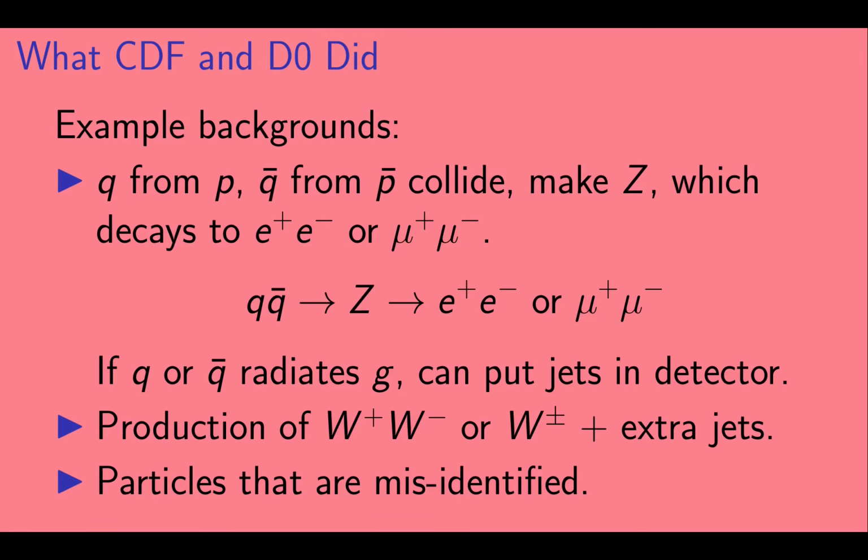Additionally, we could have production of a W pair or a single W plus some extra jets. And also, particles can be misidentified. We might look for a couple of isolated leptons in an event, but just how sure are we that the things we think are leptons actually are? These backgrounds need to be taken into account.